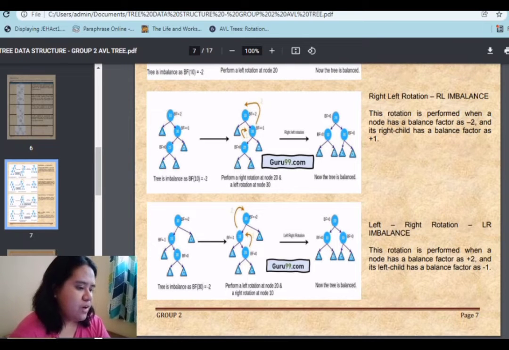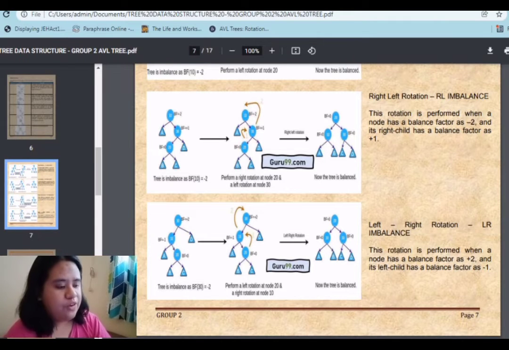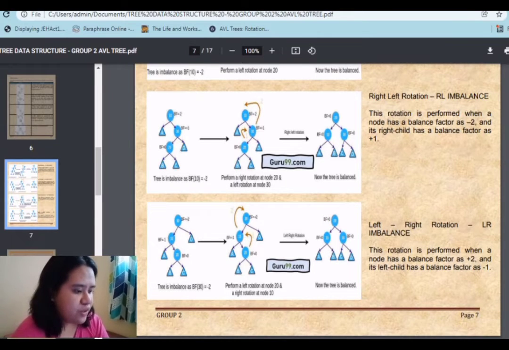After the proper rotation is performed, we now have a balanced tree with a root node of 20, a left child 10, and a right child 30. All of them have a balance factor of 0, making the tree balanced.